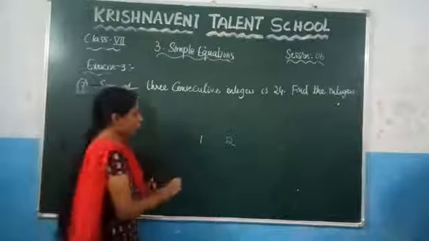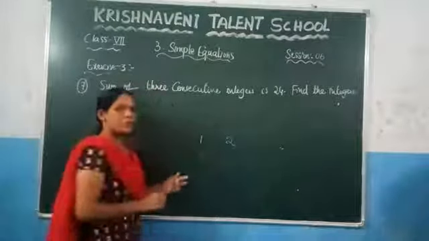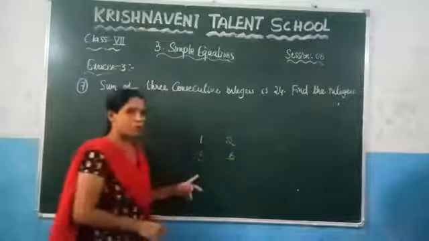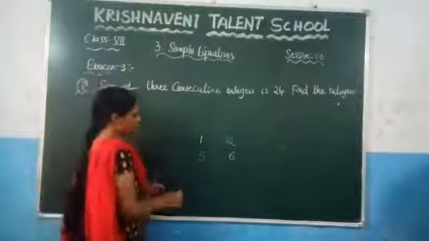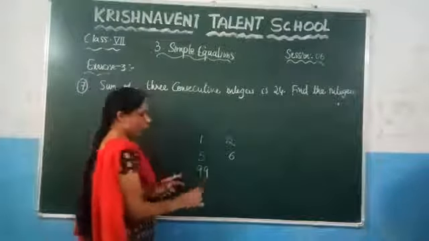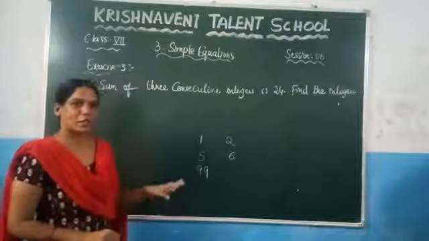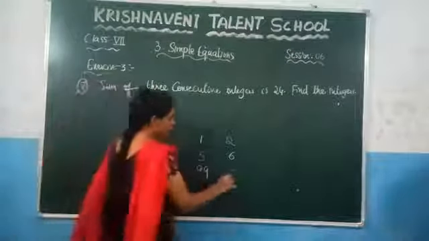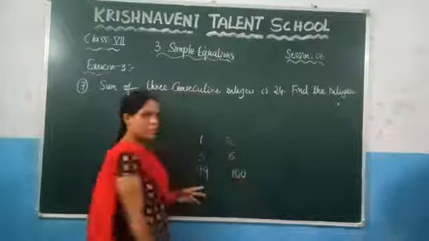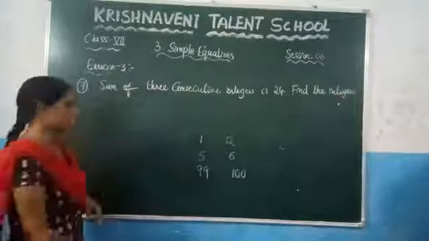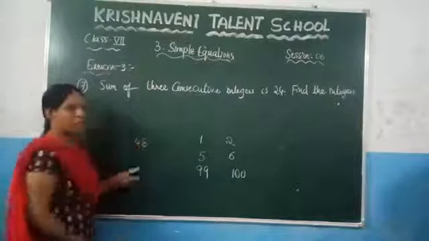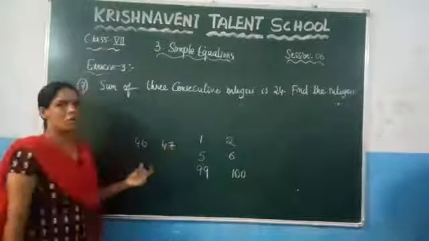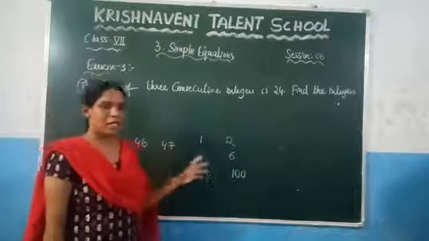Similarly, what is the consecutive number of 5? After 5 you will get 6. So the consecutive number of 5 is 6. What is the consecutive number of 99? You need to take the next number. After 99 you will get 100. And the consecutive number of 46 is the next number, which is 47. So what is the meaning of consecutive? You need to write the next number.